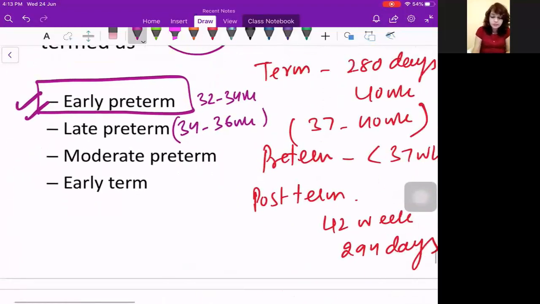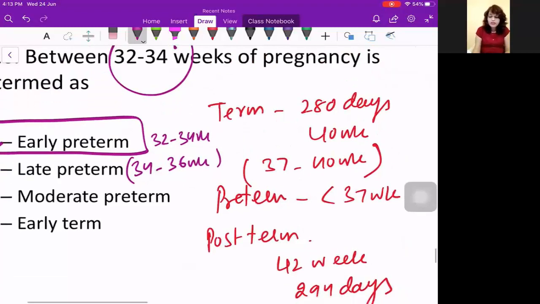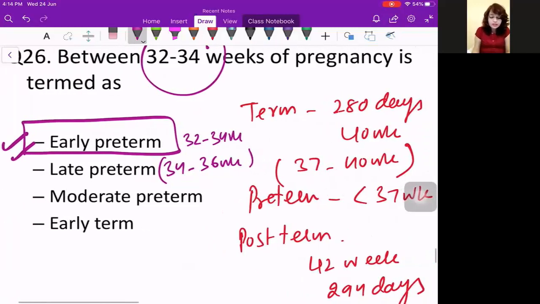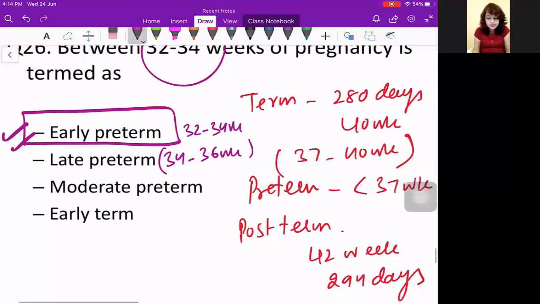Once more. Term is 40 weeks, that is 37 to 40. Preterm is less than 37 and post-term is 42 weeks. So 32 to 34 weeks is early preterm, and 34 to 36 is late preterm.